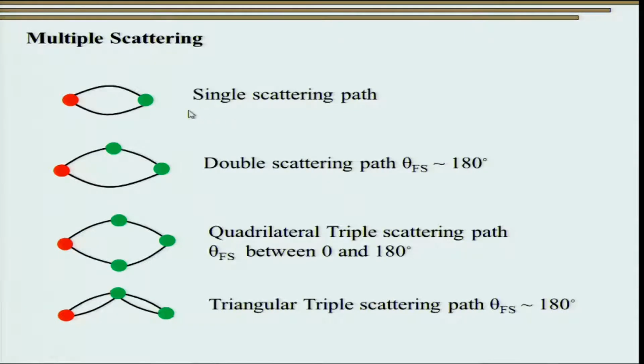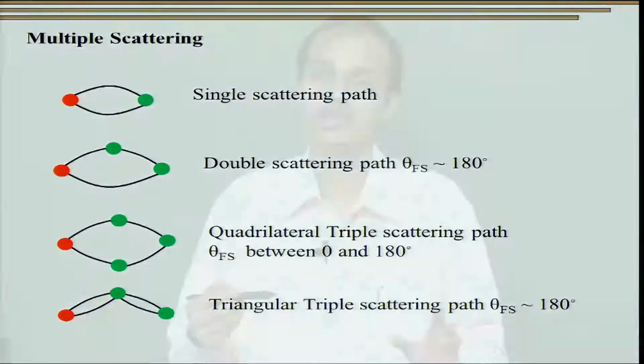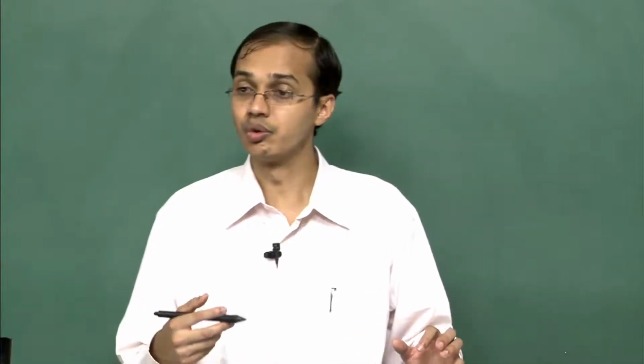In the first case we see a single scattering path, right? The electron wave is scattering from the red atom to say the green atom, and it is getting reflected from the green back to the red. In this case we have a double scattering path, and we get it mostly for a forward scattering angle of close to 180 degrees. Similarly, there is also a quadrilateral triple scattering path and a triangular triple scattering path. I am not going to go into details, but I hope you appreciate that depending on the kind of interaction, the pattern of oscillation is going to vary.